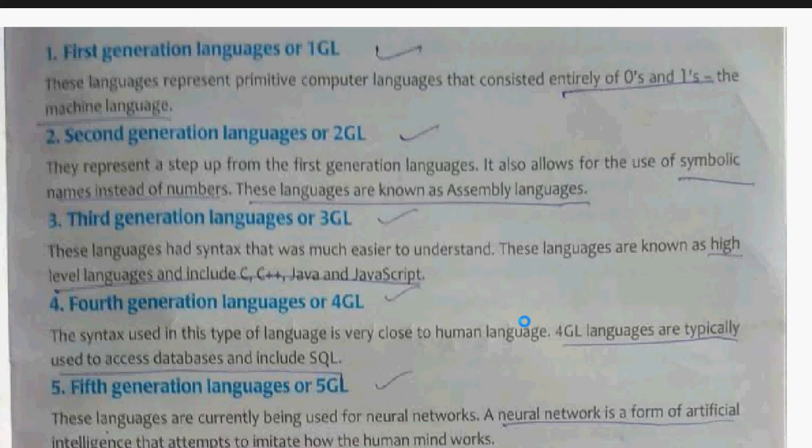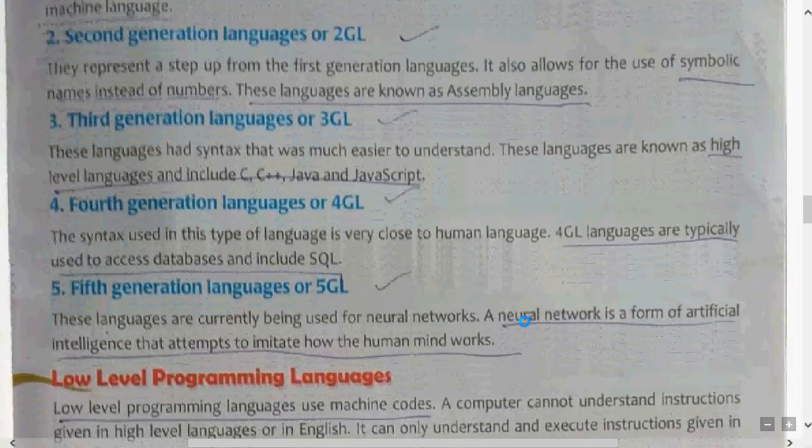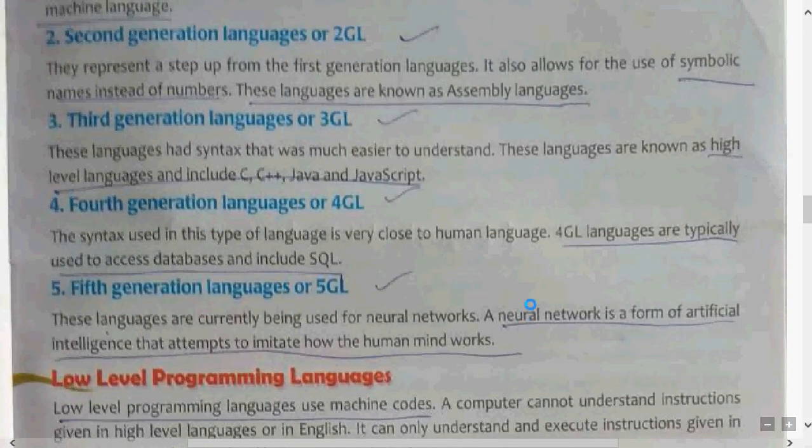The second generation programming language, 2GL, was much easier than the first generation programming language, and it also allows the use of symbolic names instead of numbers. These languages are known as assembly language and symbolic instruction programming language. Third generation programming language, 3GL, was the high level programming language, meaning the English-like programming language, and it was much easier than the first and second generation programming languages. C, C++, Java, JavaScript, Visual Basic, these all are third generation programming languages.